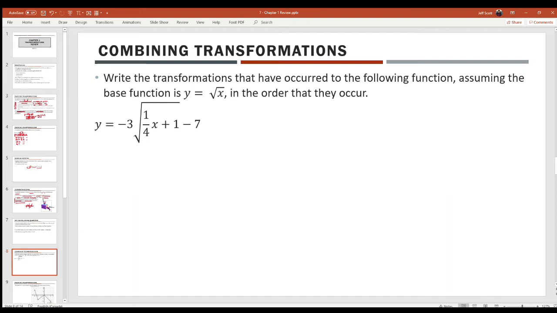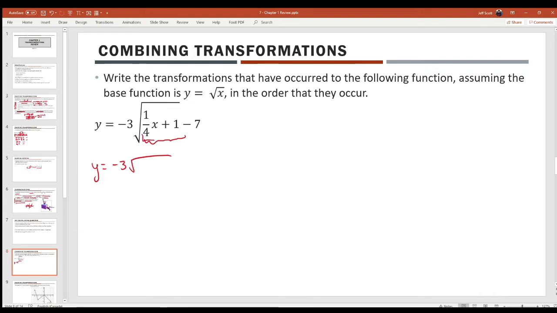This one's kind of like the one we did early in this lesson, where we have a problem with nested brackets. Notice where your x was in the original base function. We now have 1/4 x plus 1. But there's no nested brackets there. Since there's no nested brackets there, we need to fix that problem first in order to get an accurate idea of where this function is going. So what I'll do is I'll say y equals -3 times the square root.